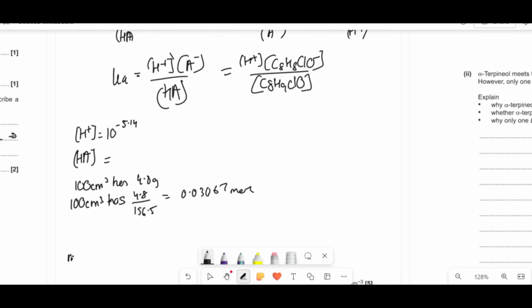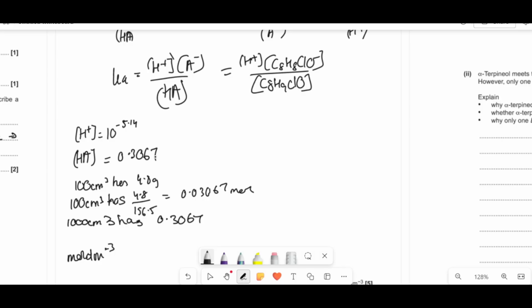So that means that every 100 centimeters cubed has this. Now, concentration is measured in moles per decimeter cubed. This is moles per 100 centimeters cubed. 1 decimeter cubed is 1,000 centimeters cubed. So 1,000 centimeters cubed must have 0.3067. Therefore, the concentration is 0.3067 moles in a decimeter cubed. I've just worked that out now, so it's going to be 0.3067.